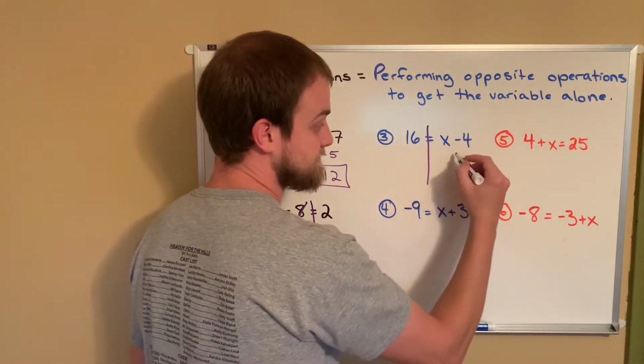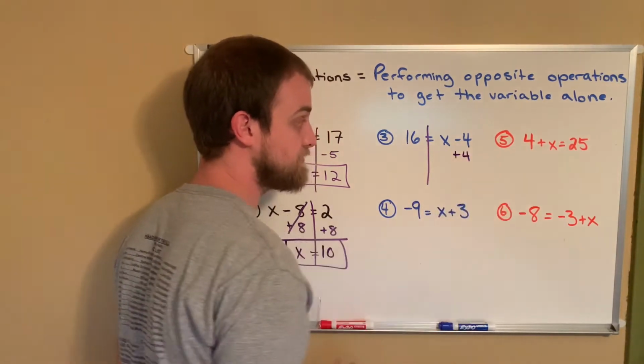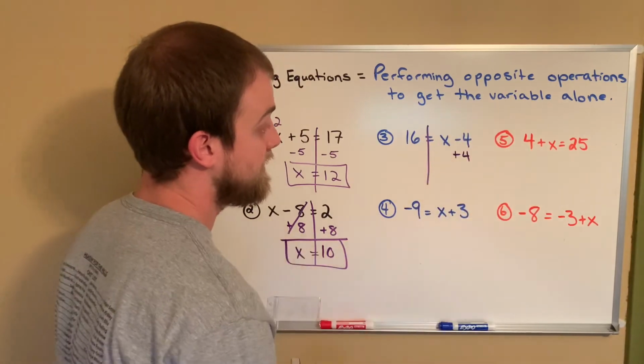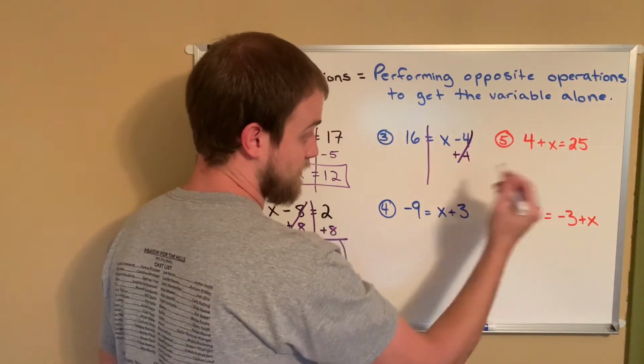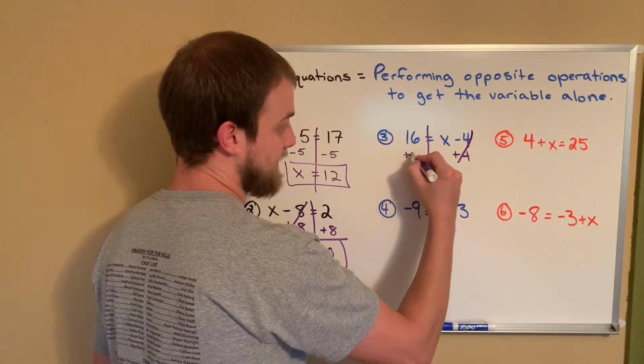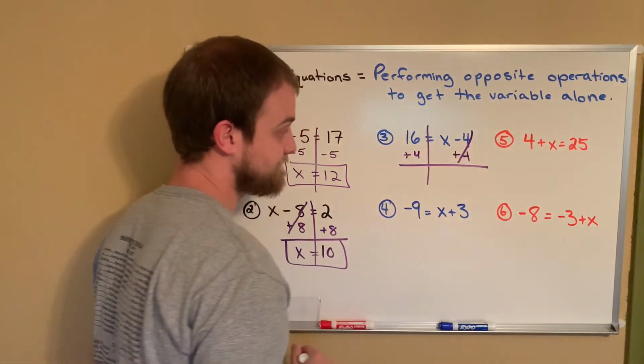Well, what do I see? I see x minus 4. I'll do plus 4. Why? To make this minus 4, or negative 4, go away, right? We can cross out if that helps. But remember, we have to do plus 4 over here as well.